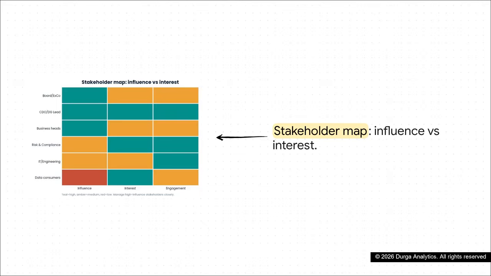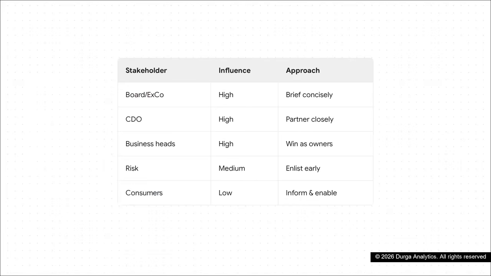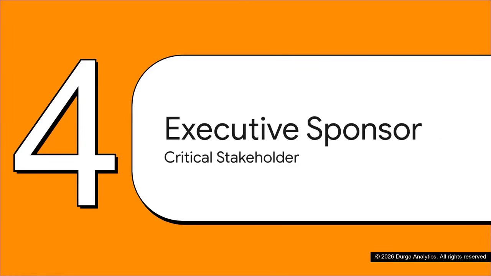You focus closely on managing key players, like your board, your CDO, and business heads, with absolute precision. And this translates into a highly practical matrix. For high-influence leaders like your chief data officer, you're going to partner closely and co-own the delivery. For risk and compliance folks, who are natural allies, by the way, you enlist them early. And your everyday data consumers, you keep them informed, enable them, and slowly build them into vocal advocates for your program.